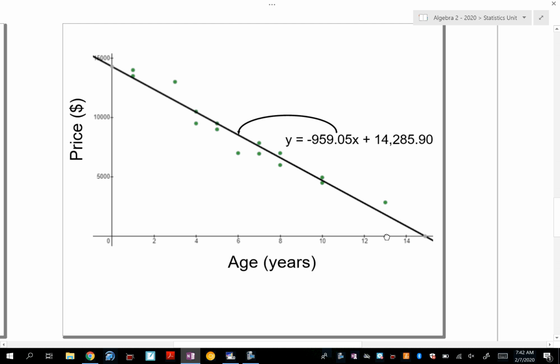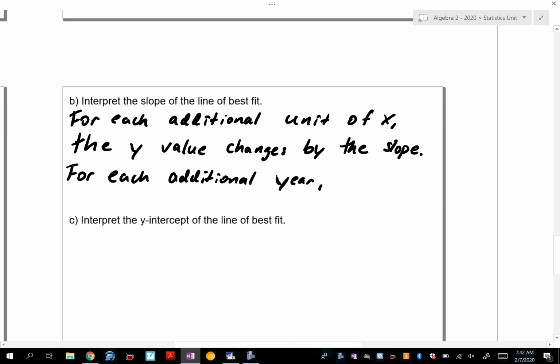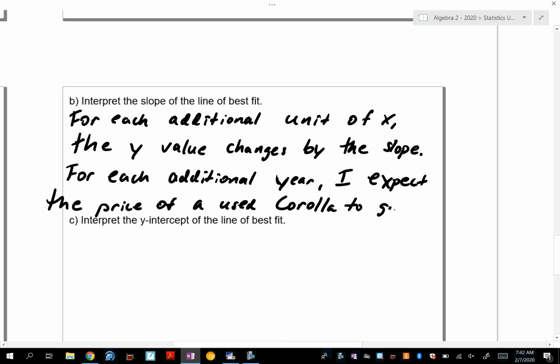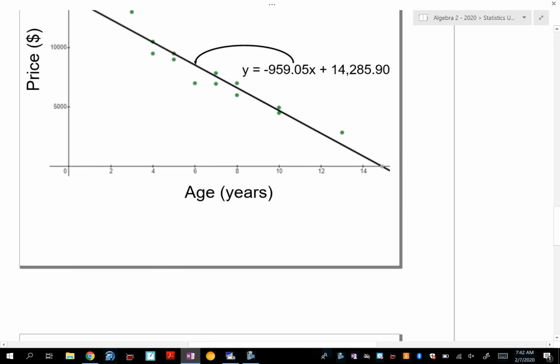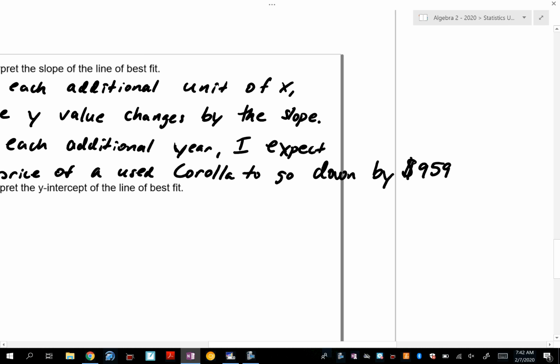That number, that's called the slope. That's what the slope means. So for each additional year, I expect the price of a used Corolla to go down by $959.05.